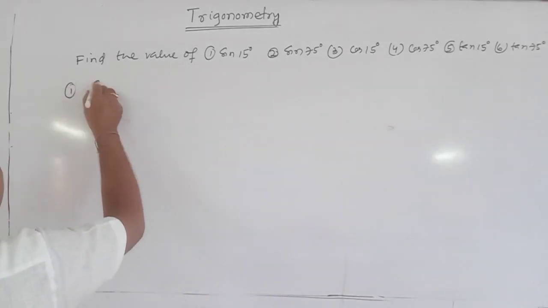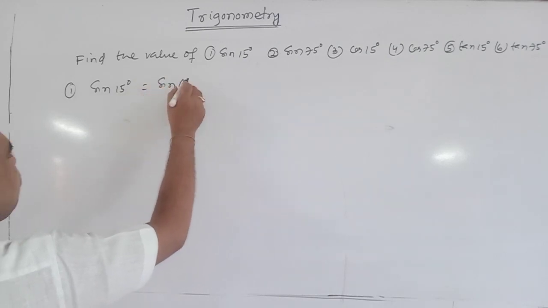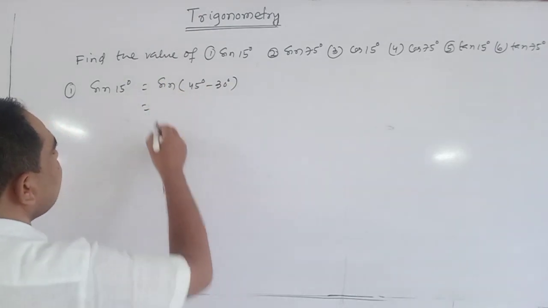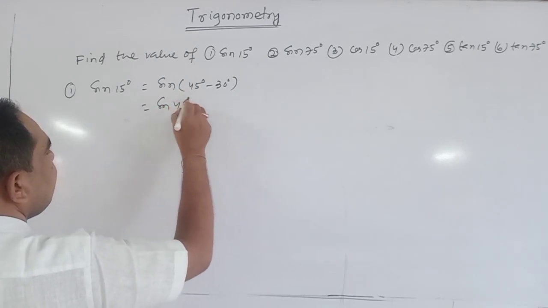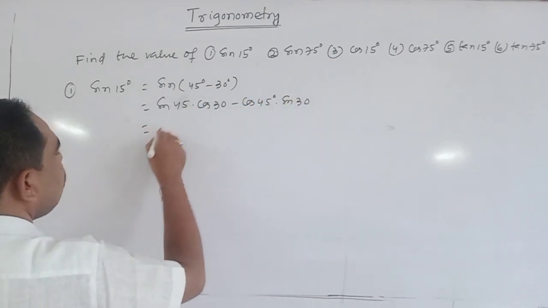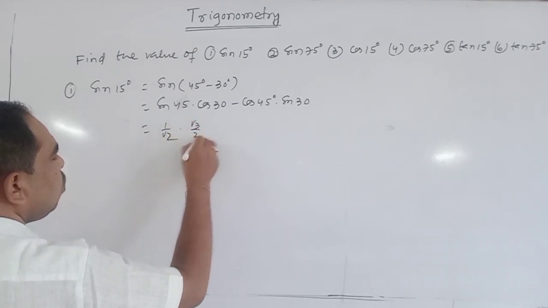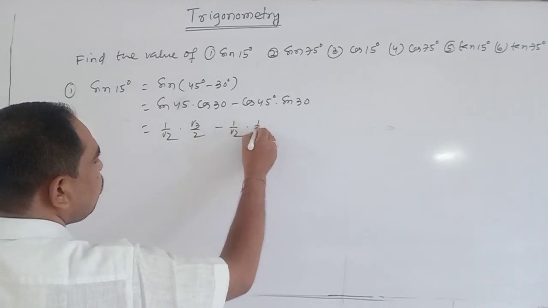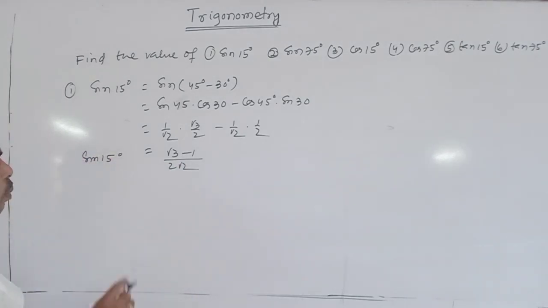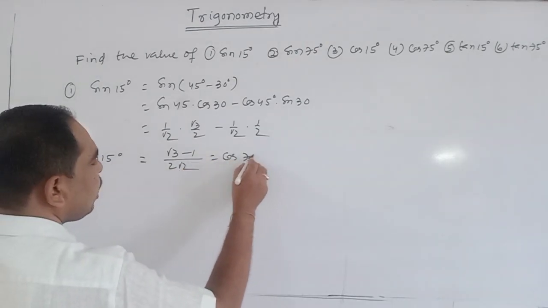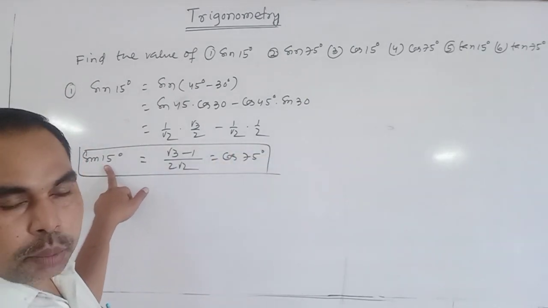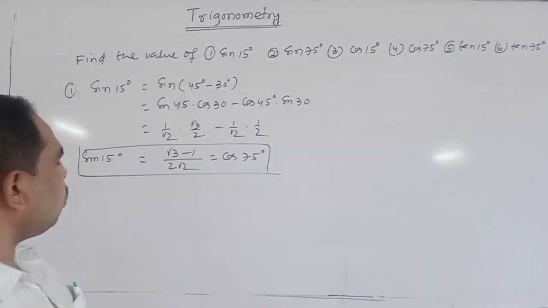So 1, sin 15 degree. Sin 15 degree means sin of 45 degree minus 30 degree. Use the formula sin of A minus B, which is sin A into cos B minus cos A into sin B. So it is equal to 1/√2 into cos 30, √3/2, minus cos 45, 1/√2, into sin 30, 1/2. This is √3 minus 1 over 2√2. So sin 15 degree is equal to √3 minus 1/2√2, which is equal to cos 75 degree, because sin 15 means sin of 90 minus 75, and sin of 90 minus theta means cos theta. So sin 15 is equal to cos 75 is equal to √3 minus 1/2√2.